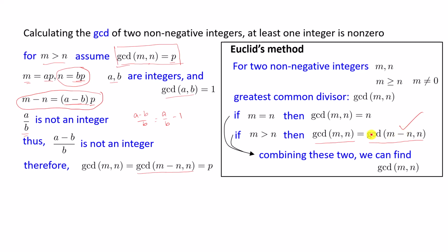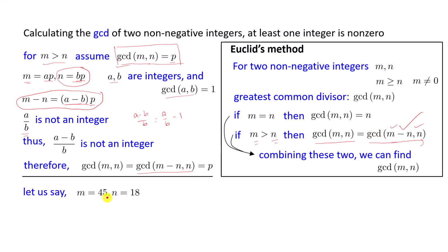Okay. Now we have to intelligently combine these two steps and find the GCD of m and n. So what is the idea here? The idea is very simple. I keep on subtracting the smaller one from the bigger one until both of them are equal, and at that point, any one of them, when they are equal, is the GCD.